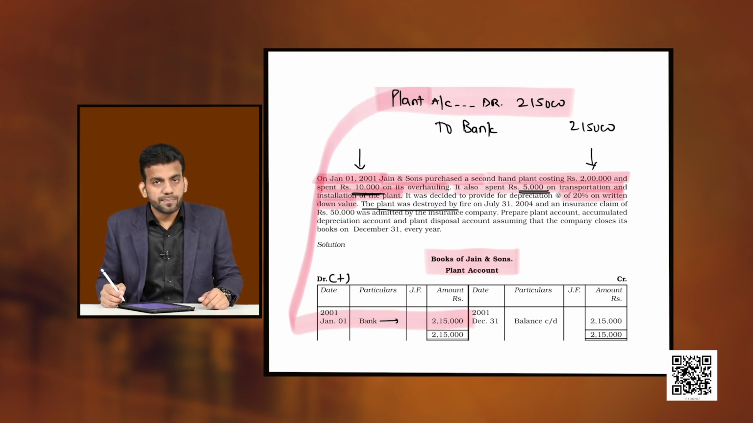Is it clear, students? As the question is saying, we have to make accumulated depreciation account. Accumulated depreciation, that means depreciation is to be accumulated. It is not to be charged in the machine account, in the plant account. Depreciation is to be accumulated in a separate account. It is not to be charged in the plant account. That is how this accounting treatment is different from the earlier one. Depreciation is not going to be charged in the machine account.